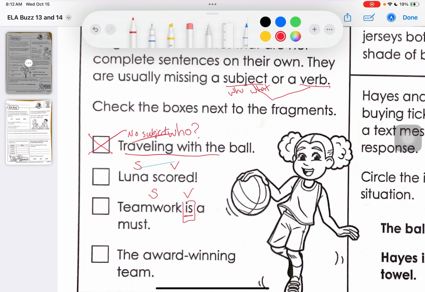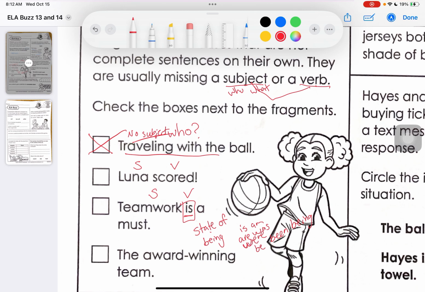Remember, is actually a verb. They're called state of being verbs. It's is, am, are, was, were, be, been, being. These are all state of being verbs. So this one is correct.